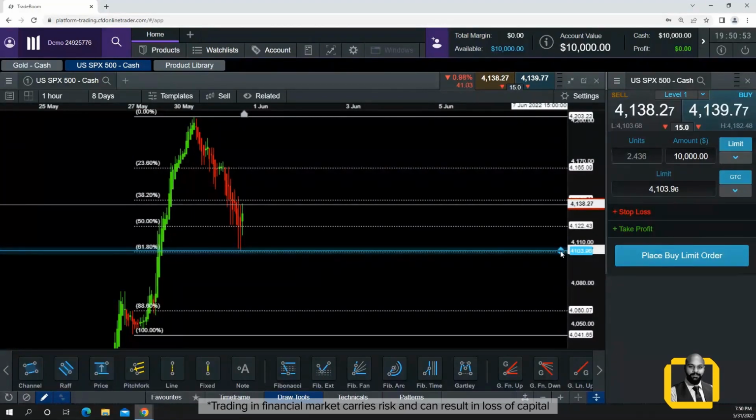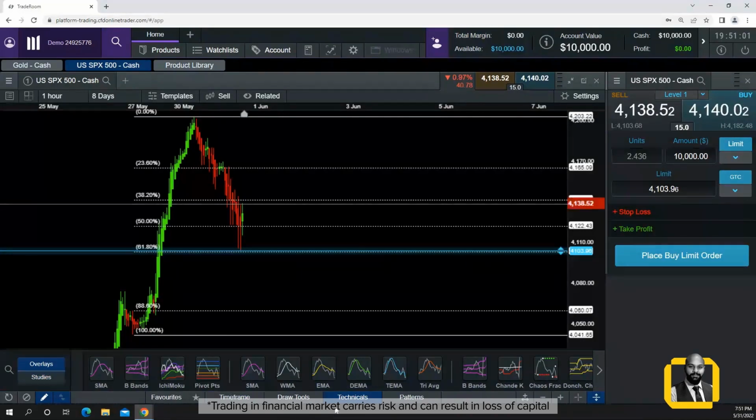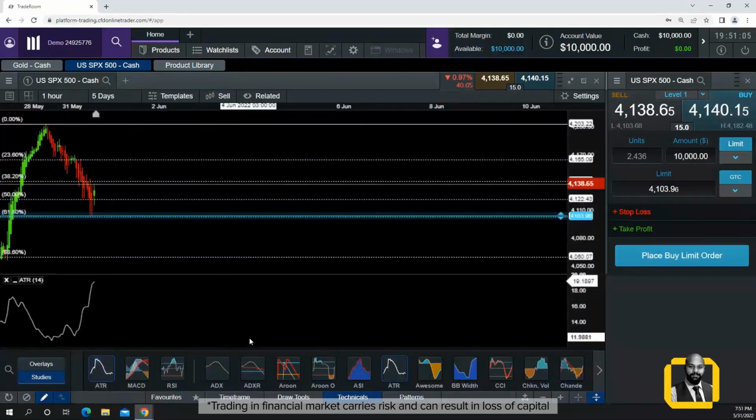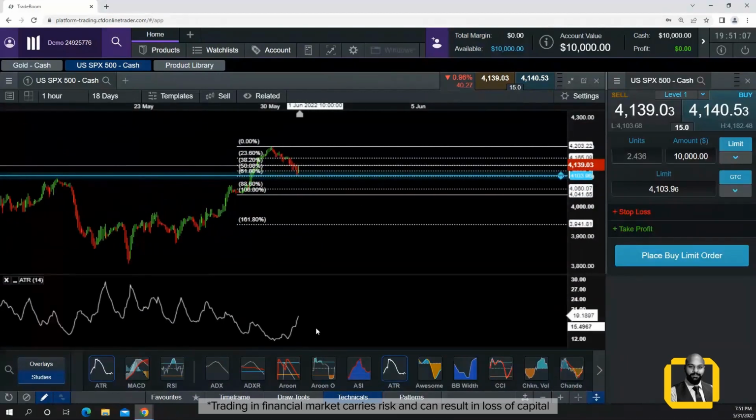Now the second most important thing that we need to look at is your stop loss and your take profit. Now this is where ATR comes into play. You go to your technicals, go to studies. Let's go to ATR. Okay. Now, what does ATR tell you? I'll just give you a refresher on ATR. ATR tells us how many dollars a given instrument can move in a given time frame.